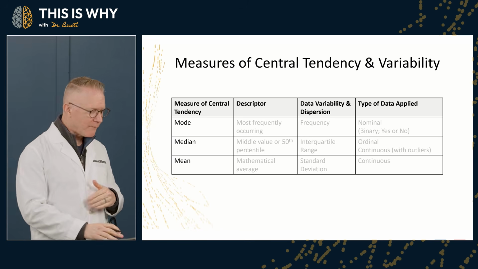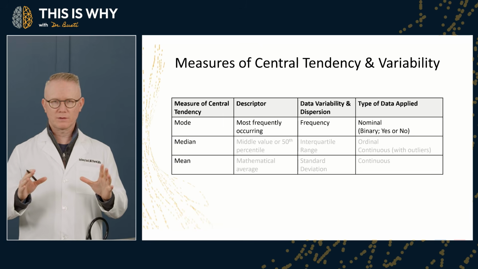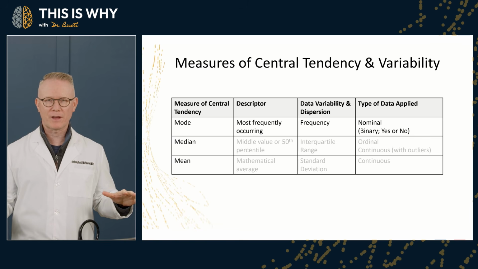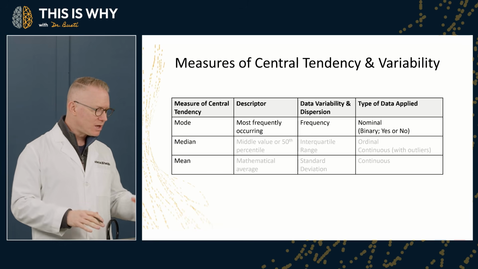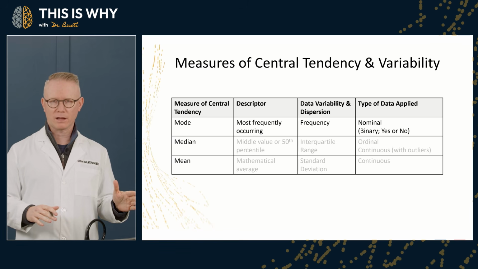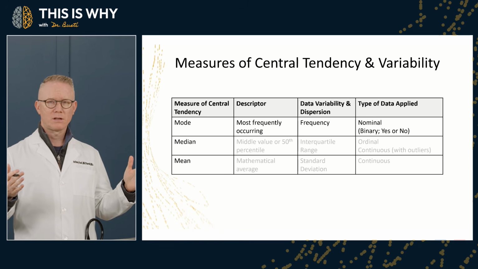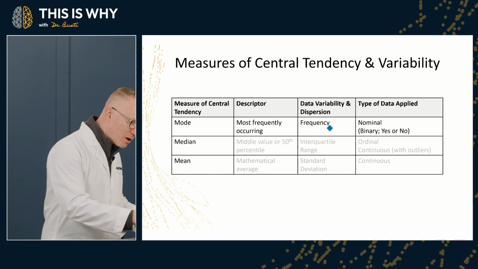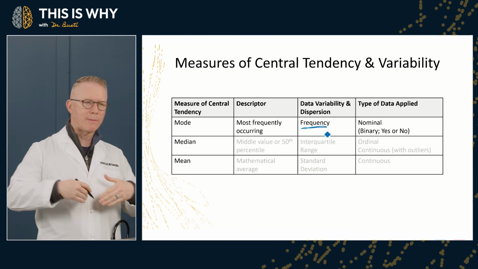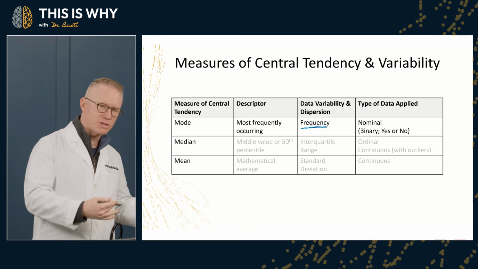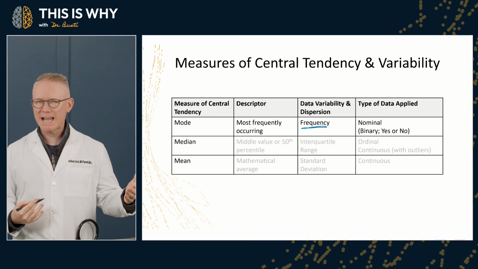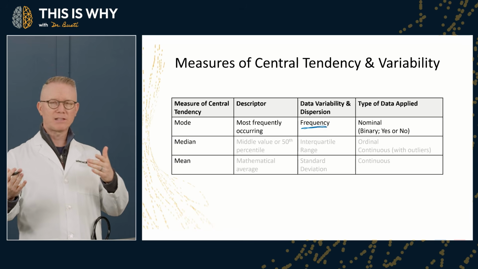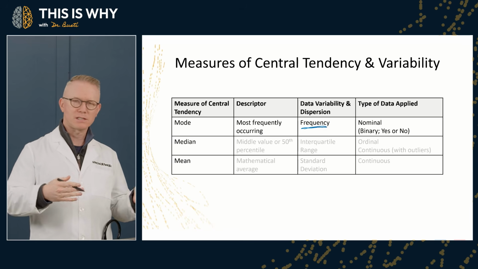Okay, so let's start out first with mode. That's our first and the simplest form of central tendency that's out there. The descriptor is the most frequently occurring. So how many yeses, how many nos? That gives us a data variability or dispersion, an ability to describe it in frequency. How many of those things? And what kind of data is being applied to that? Nominal, so it's typically a yes or a no.